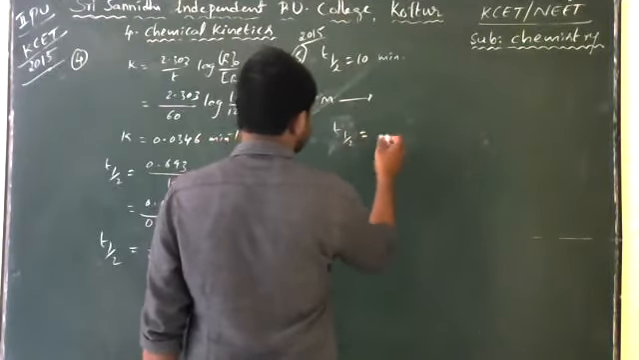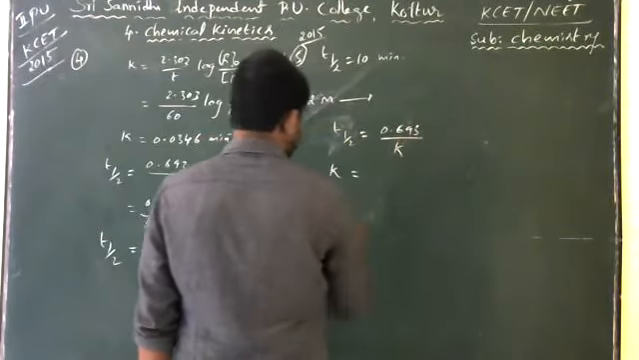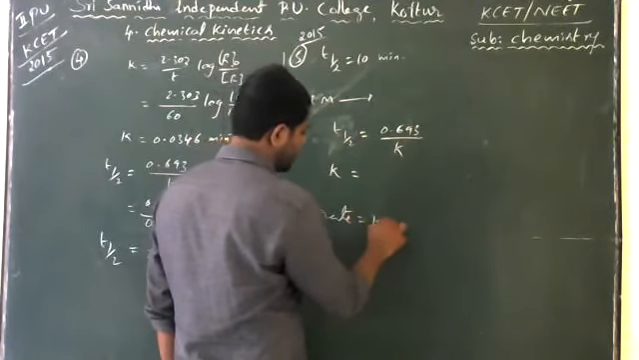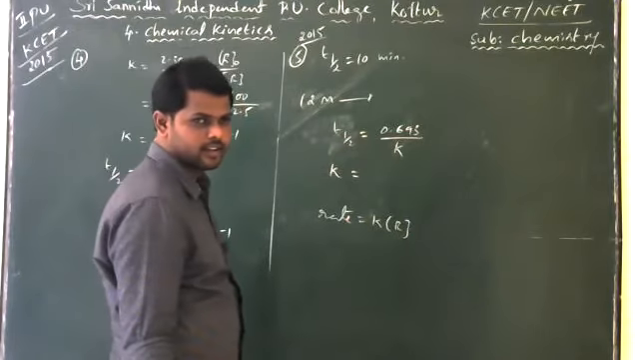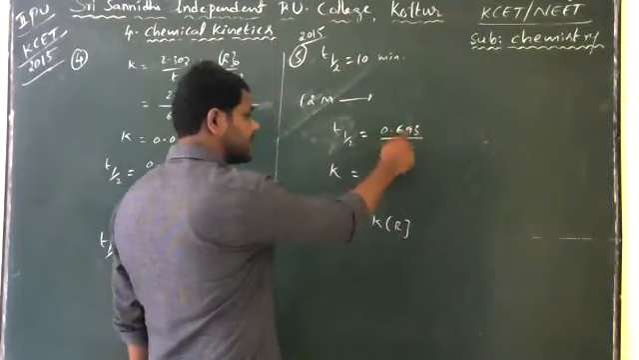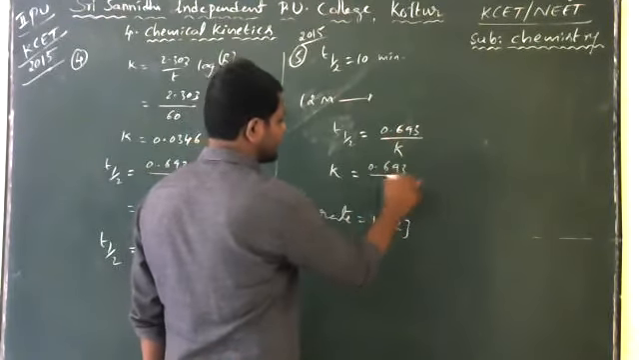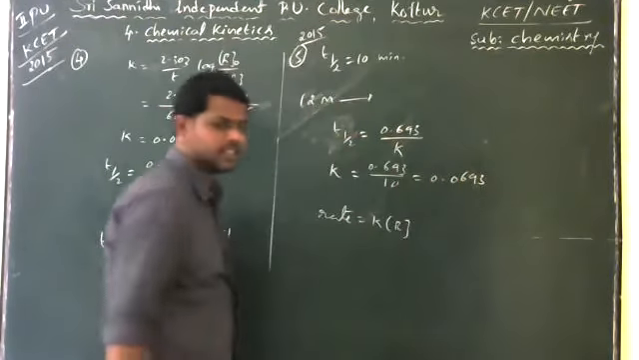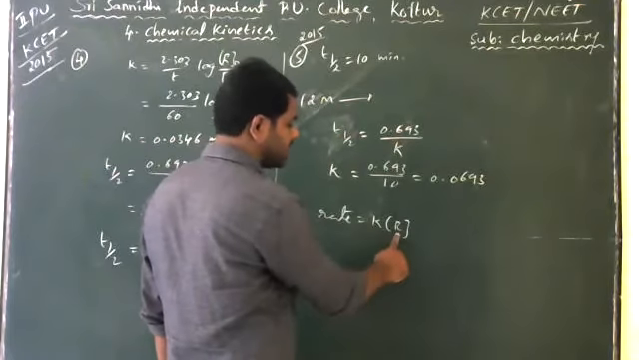We know the formula T half is equal to 0.693 by K. We have to find the rate constant. Actually, rate is equal to K into concentration of R, for the first order reaction. T half is equal to 0.693 by K. Then K we find by taking the T half value: 0.693 by 10 is equal to 0.0693. Then rate is equal to K into concentration of R.